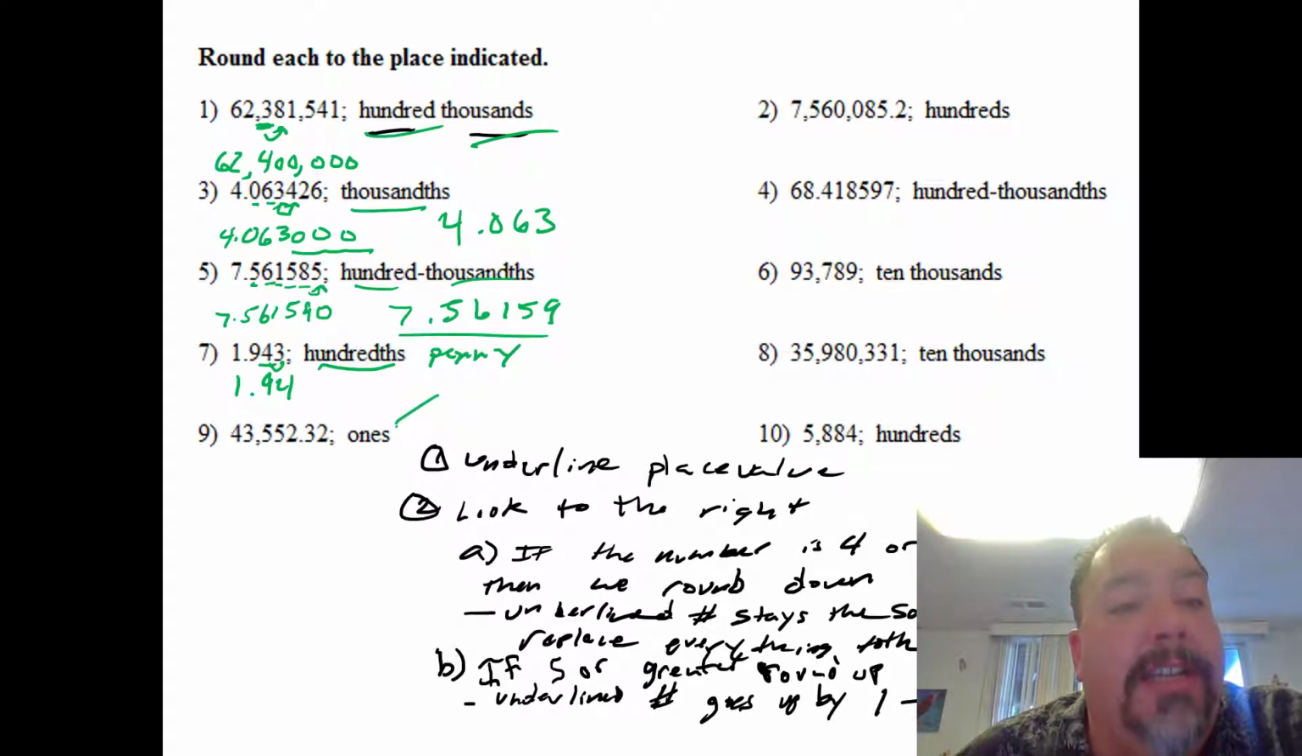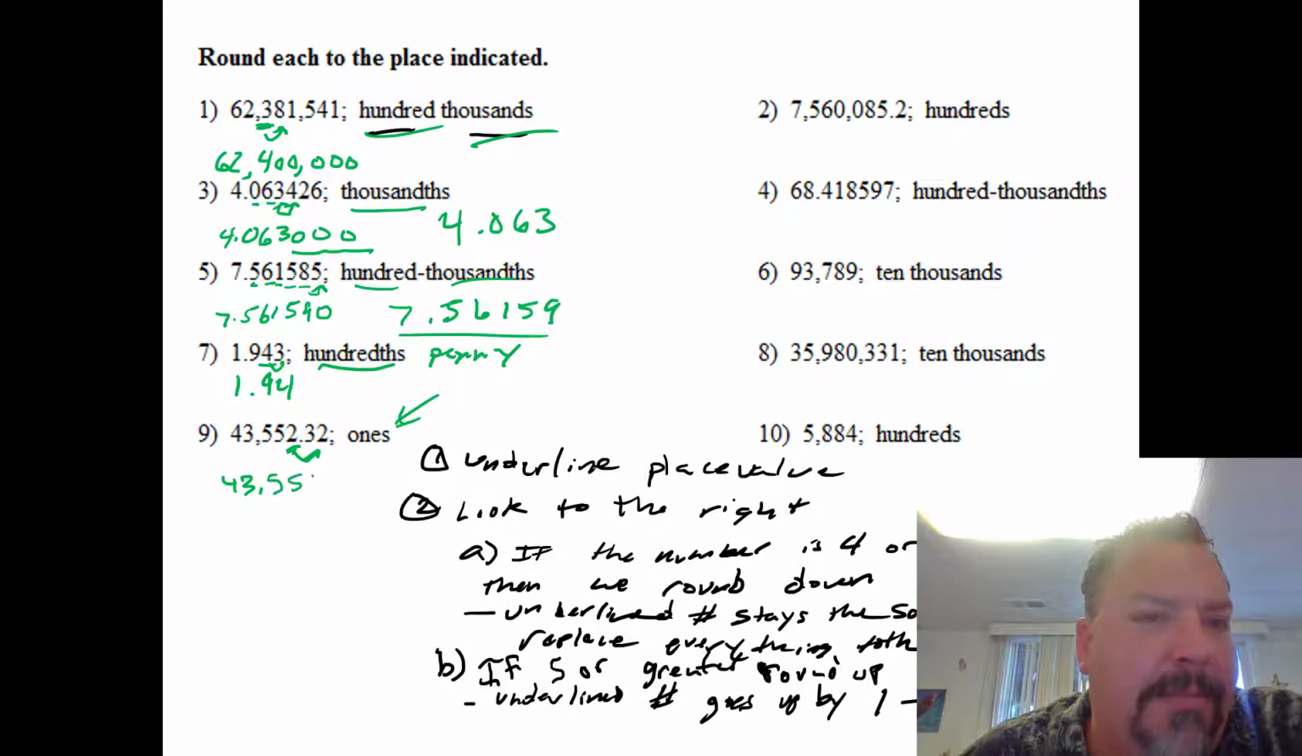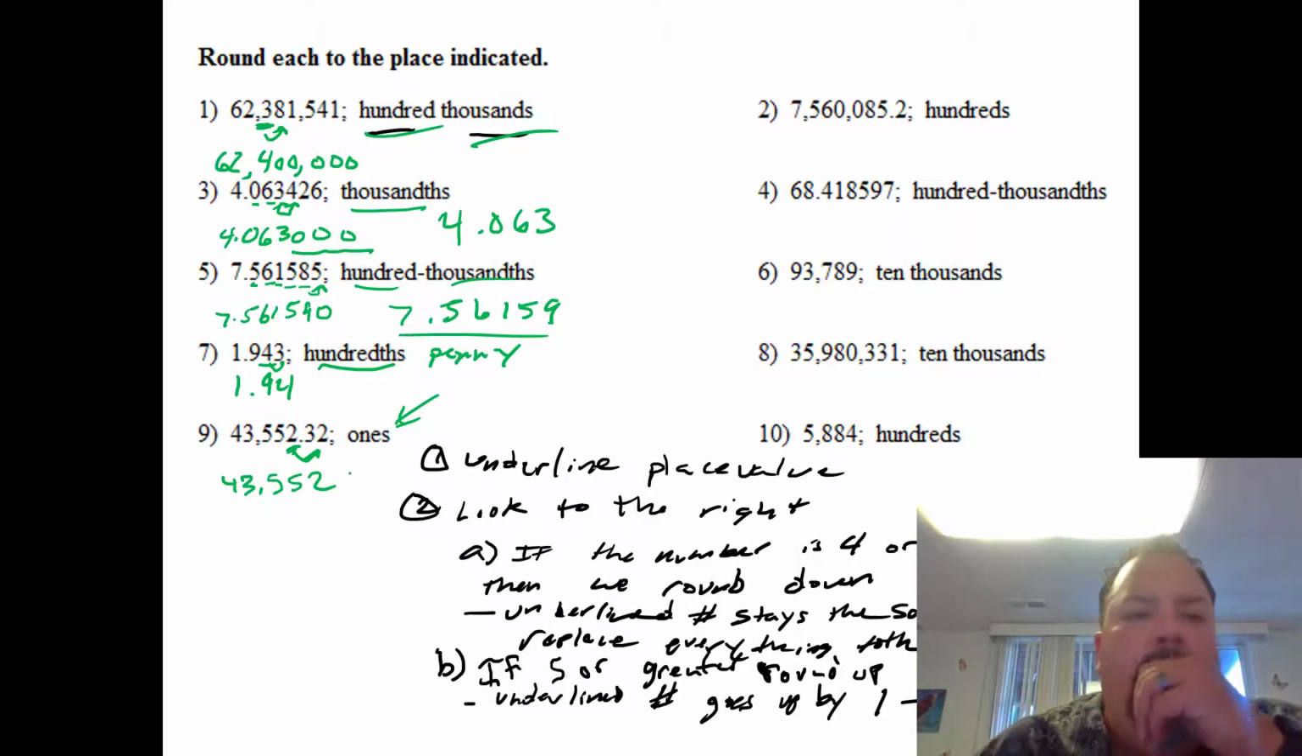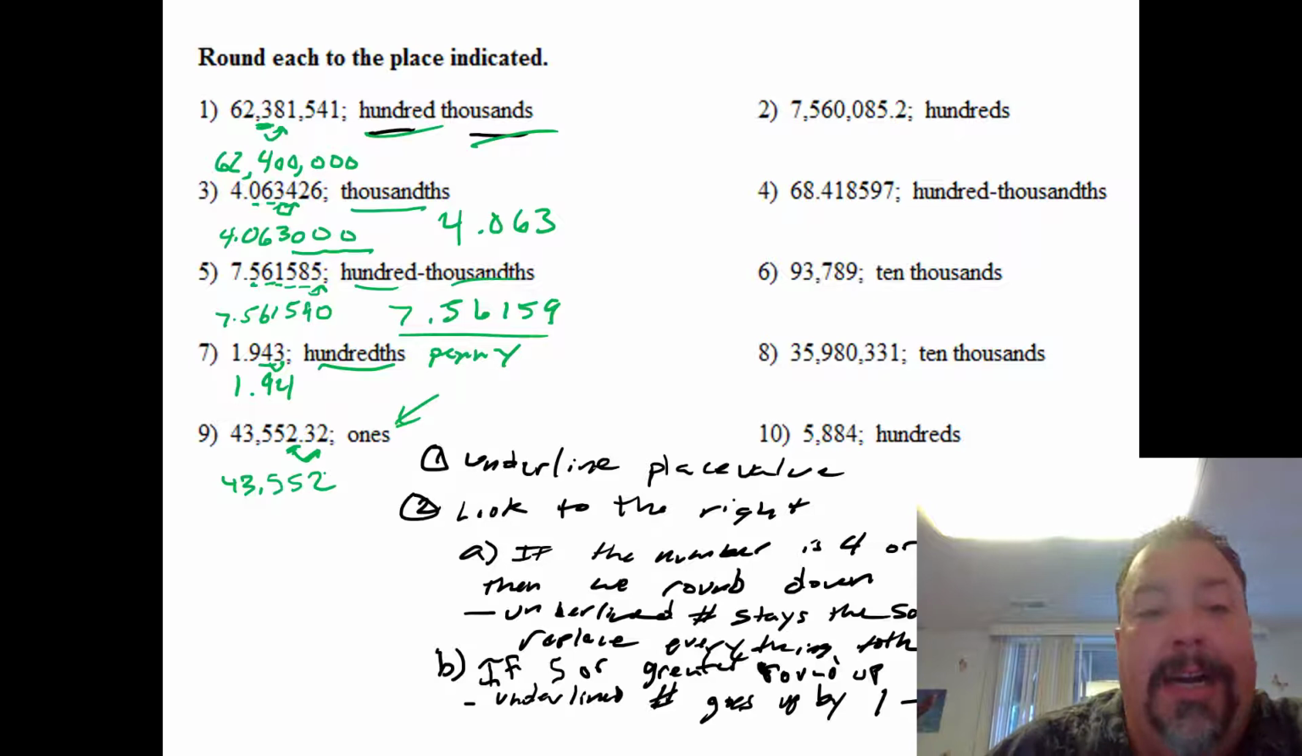If it says to round to the nearest ones place, that's rounding to the nearest whole number, so we don't want any decimals for that one. Here is the 1 spot, and to the right we've got a 3. So again, we're going to round down, and everything to the left is going to stay the same. The 2 is going to stay the same. Everything to the right would be a 0, and we'd have 43,552.